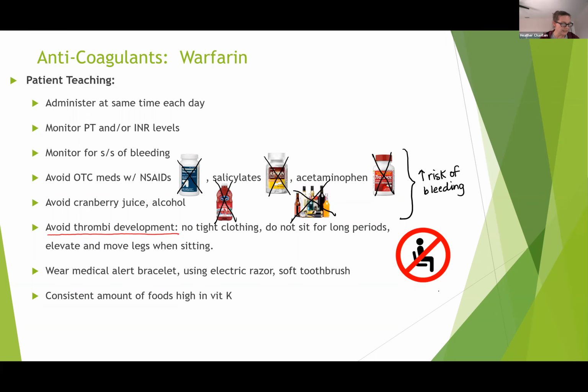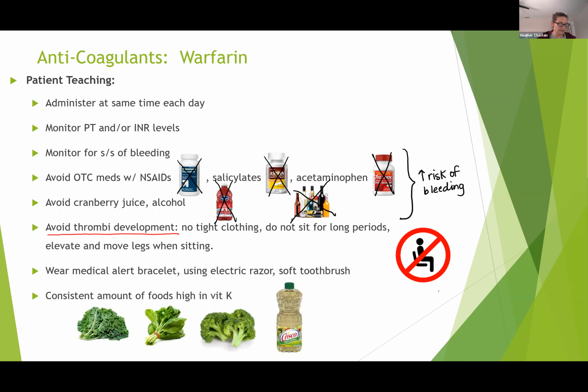They should eat a consistent amount of foods high in vitamin K, so it's consistent. Things that are high in vitamin K are green leafy vegetables like kale or spinach. Other foods high in vitamin K are broccoli, canola oil, and soybean oil. I guess soybeans too, but it wasn't mentioned.